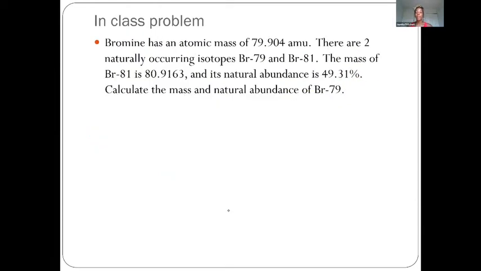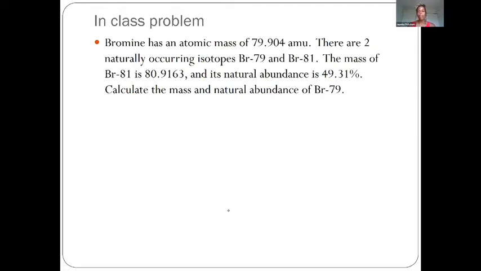I'll do one more example of an isotope problem, but you're going to notice this is slightly different than the previous problem. So this says bromine has an atomic mass of 79.904 AMUs, and there are 2 naturally occurring isotopes, bromine 79 and bromine 81. The mass of bromine 81 is 80.9163, and its natural abundance is 49.31%. Here we want to calculate the mass and natural abundance of bromine 79.